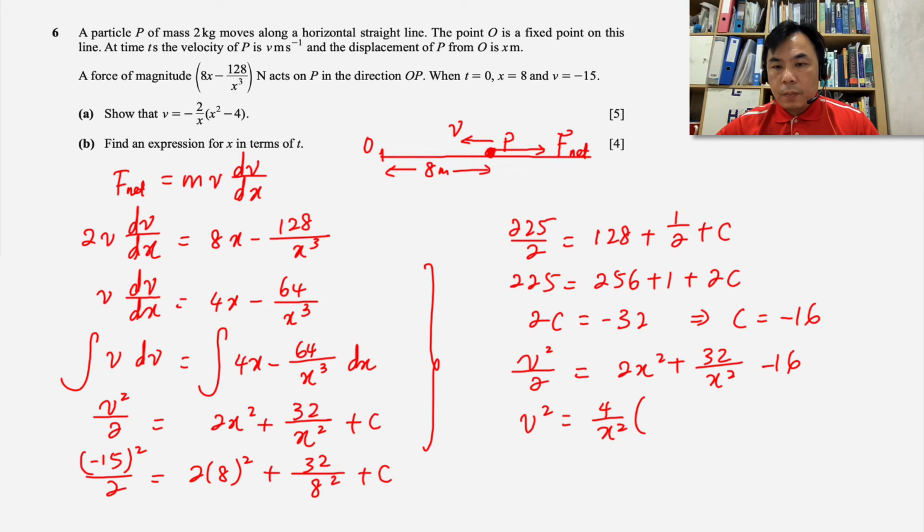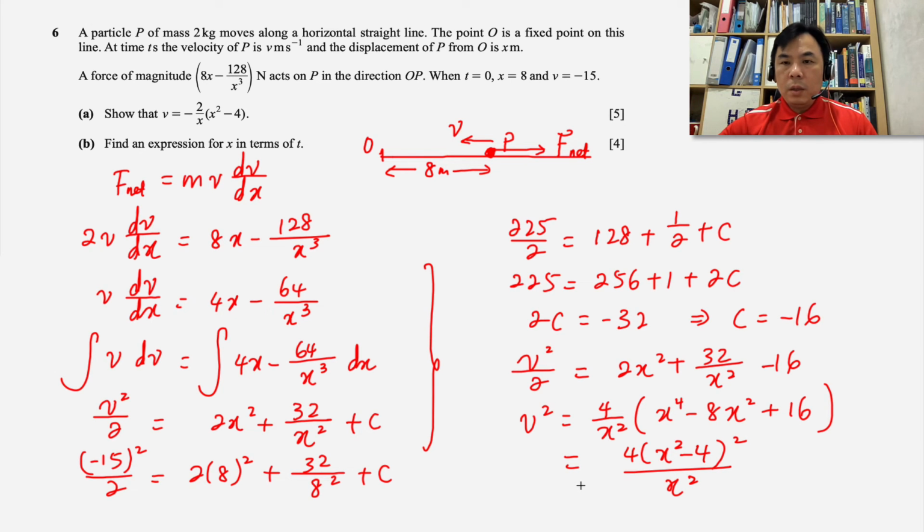That will be x to the power of 4 minus, I take out 2 also, so x squared here plus 16. Therefore, this can be factorized into (x squared minus 4) squared over x squared. And then if we simplify this, we will get v equal to 2 times (x squared minus 4) over x. Of course, then again, there's a plus or minus that we need to deal with, right?